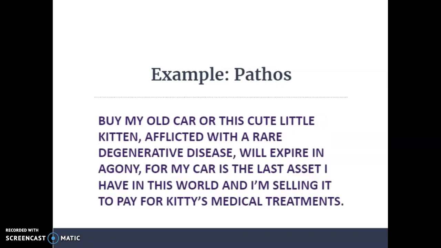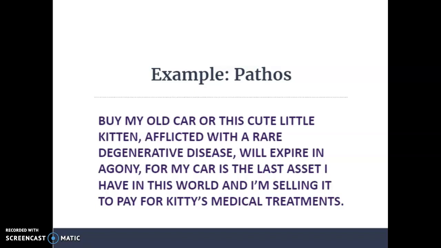And then pathos, or appealing on someone's emotions, so you might say, buy my old car, or this cute little kitten afflicted with a rare degenerative disease will expire in agony, for my car is the last asset I have in the world, and I'm selling it to pay for my kitty's medical treatments. So there you're appealing to a person's emotions. You're playing on their emotions to try to convince them to do what it is you want them to do.